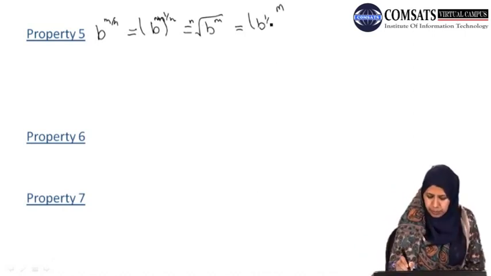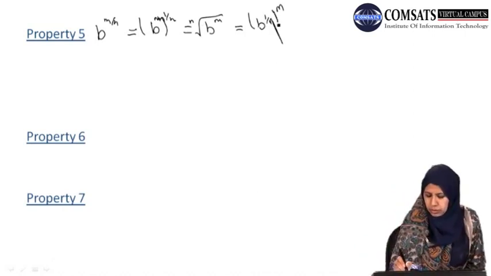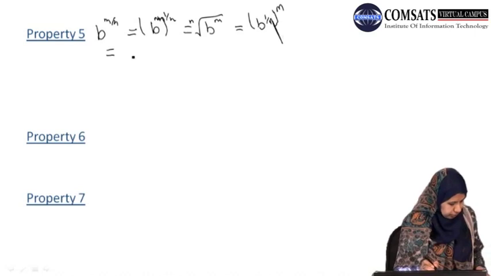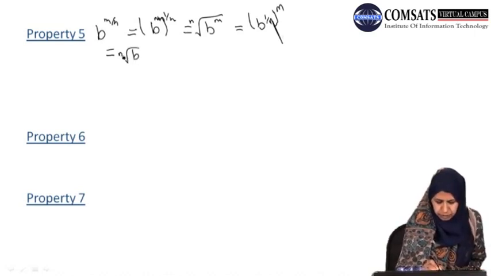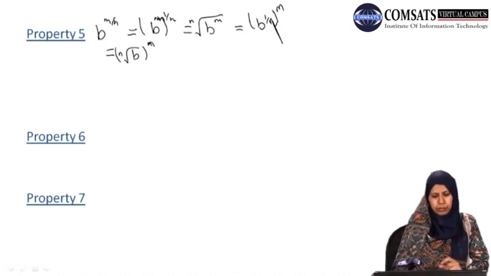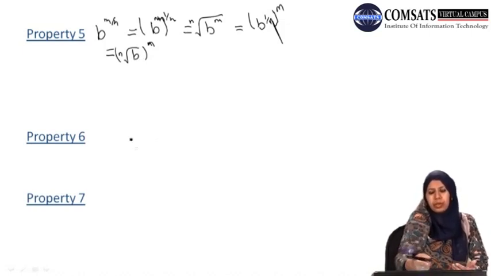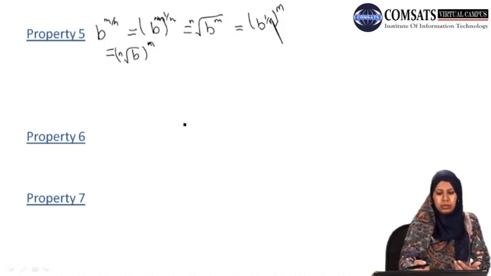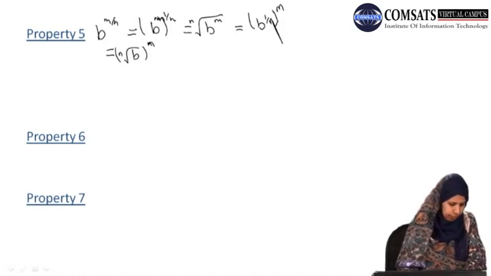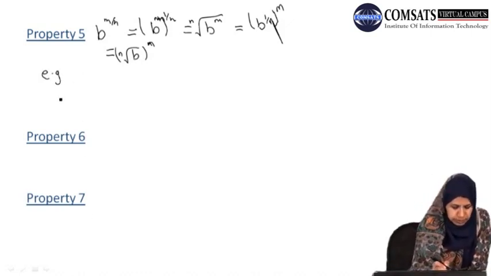Similarly, we can take the power 1 over n first and the whole to the power m, which is the same as writing the nth root of b whole to the power m. So if the power occurs in the form of a ratio, we can split the power in the form of a product as m into 1 over n, and we can use the rules of radicals, that 1 over n will be the nth root of b to the power m, or we can take the nth root first and then the power m.